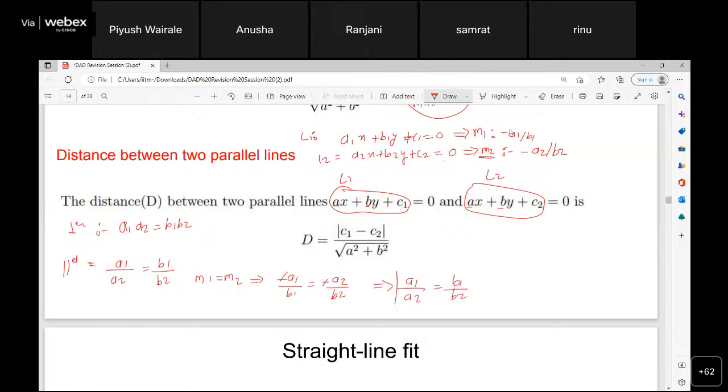This is a condition. What is the condition for perpendicular lines? M1 into M2 must be equal to minus 1, right?